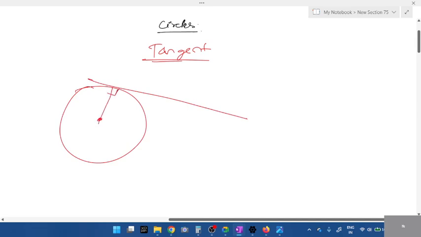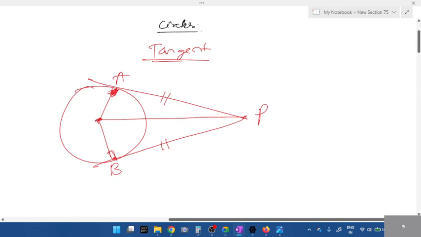From the center, if the line touches here, what's the angle formed? 90. So I'll draw two tangents, P, A, and B. According to the tangent property, both tangents will be equal. PA will be equal to PB. From the center, the angle formed here is 90 and 90. If this is 50, the other side also will be 50. If this is 40, 40. Okay, this is how a tangent looks.